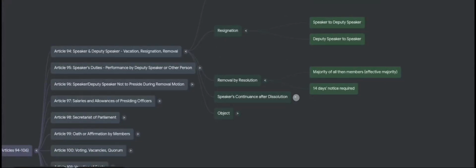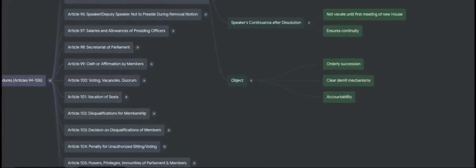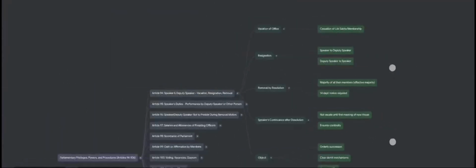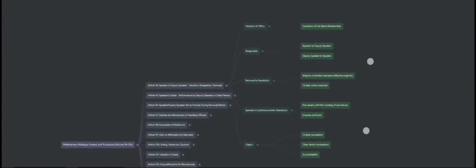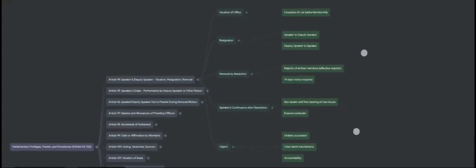Indeed. The Constitution is remarkably meticulous here. It establishes three distinct, well-defined pathways for their demission of office. This structured approach really underpins the stability of the House of the People, ensuring leadership changes are always governed by clear rules, not political whims.